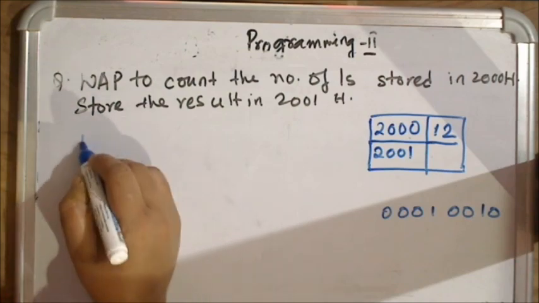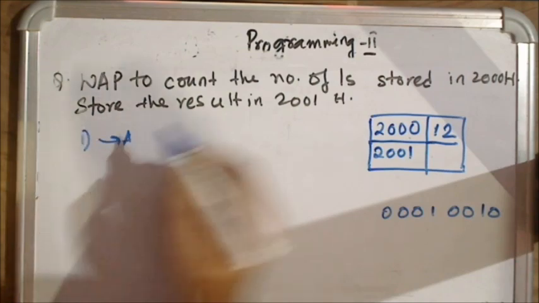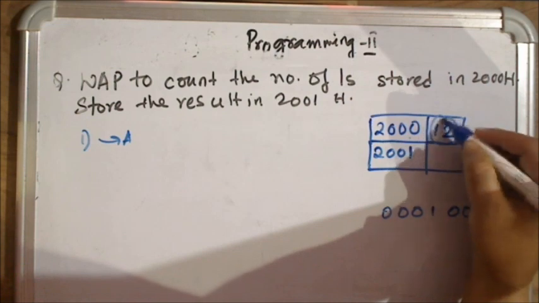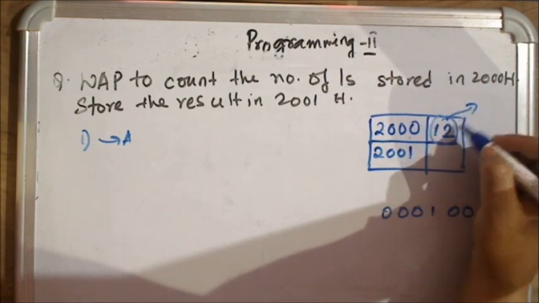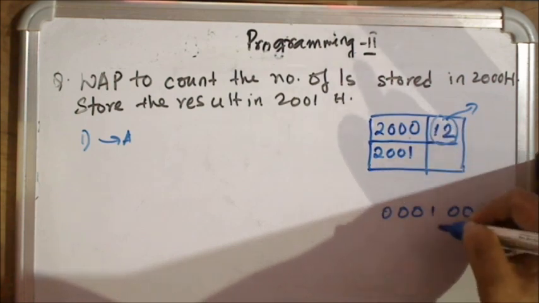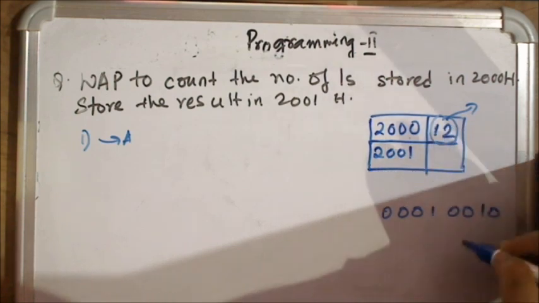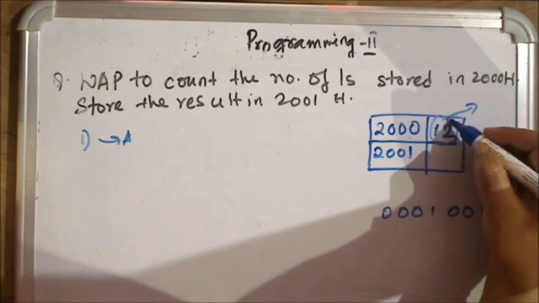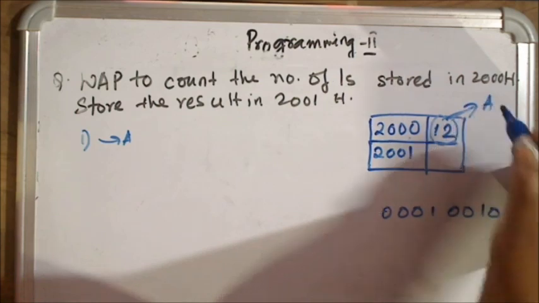First we will take this number into A. Suppose, for example, I have taken the number 12. In this hexadecimal number 12, you have to count the number of ones. How many ones are there in the number 12? So what is the logic? We will take this number into A.